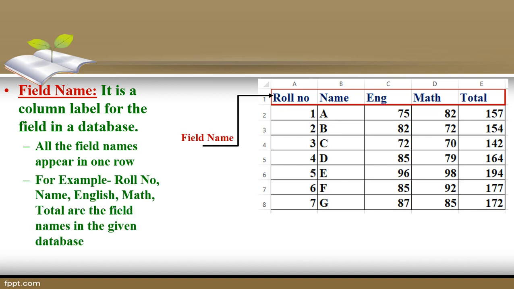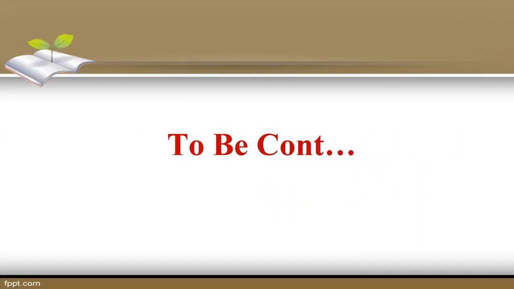Got it everyone? Here is an example. Roll number, name, English, math and total are the field names in the given database. Database means the whole Excel sheet, which consists of roll numbers, names, English marks, maths marks and the total. This is called a database. Got it everyone? So in this lesson we only learned an overview of using Excel as a database, what a database contains: fields, records and field names.